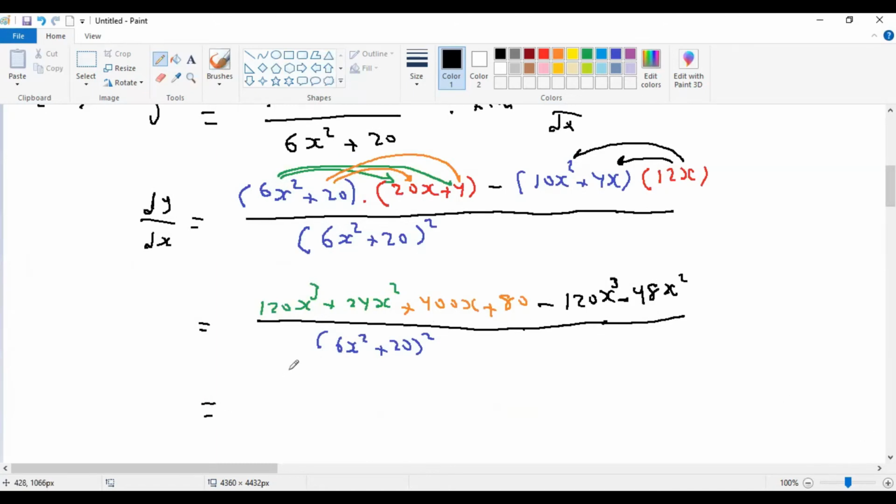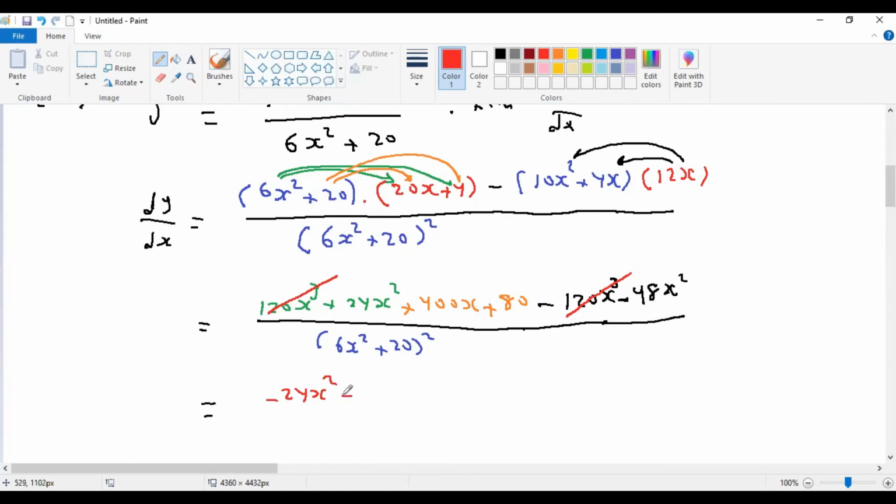Equal to, now we have x cubed. What is the x cubed? This is 120x cubed. I can cancel with 120x cubed because it will be 0. And x squared, I have 24x squared, and here minus 48x squared. So it will be negative 24x squared minus 24x squared.